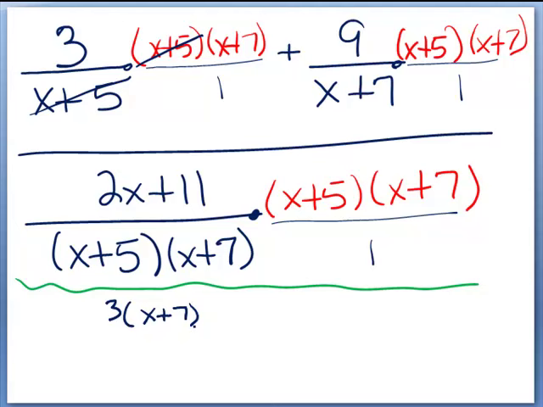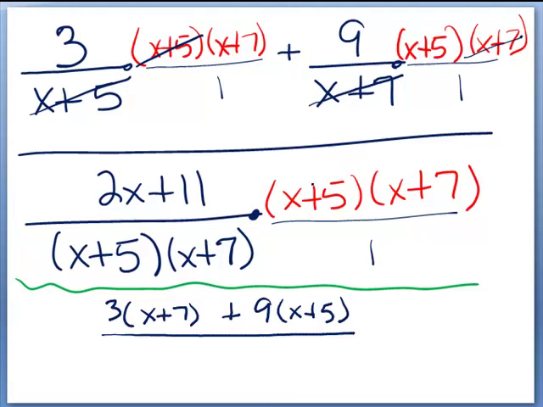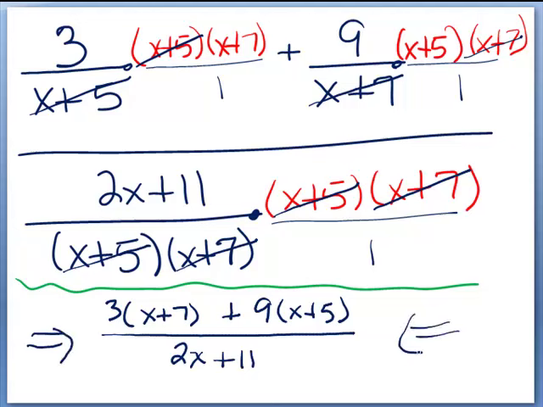Let's look at the second fraction. What can we divide out here? We can divide out the x plus 7s, and we have 9 times x plus 5. All over, look at the denominator. What can we divide out? We can divide out the x plus 5s as well as the x plus 7s, and we're left with 2x plus 11. I'm going to rewrite this part on another slide so you can see it bigger. So this is what we have.